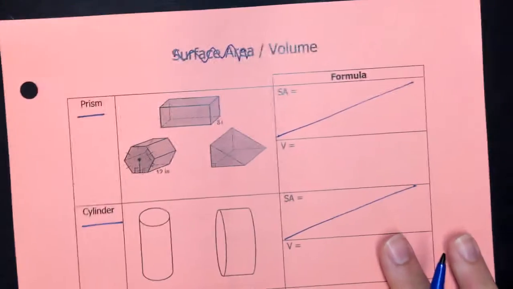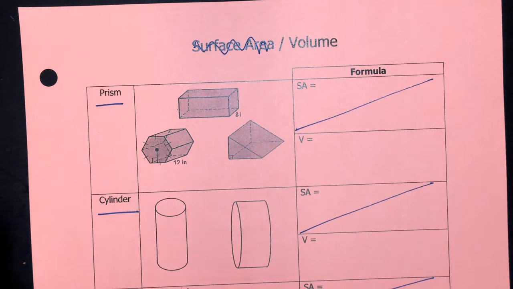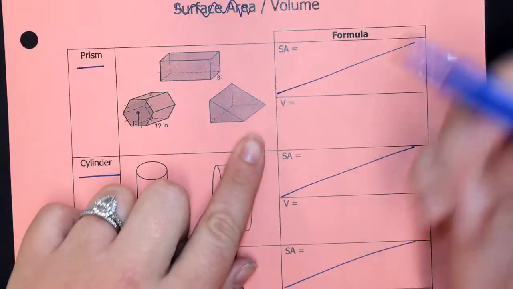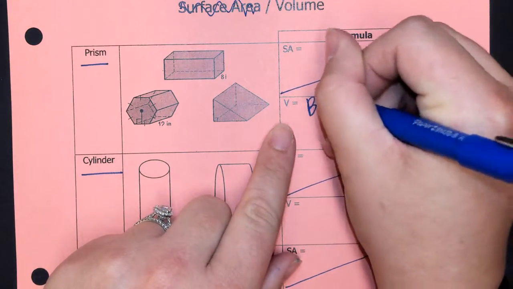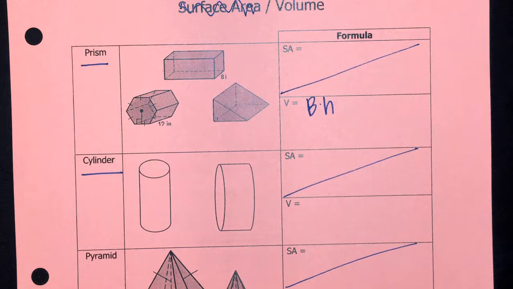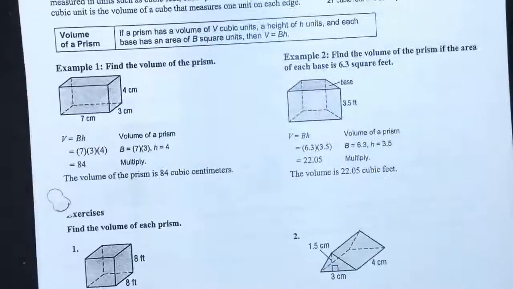So this is just going to be kind of like your area sheet. To find the volume of a prism, use the formula V equals B times H, which stands for base and height. Okay, put this aside. We'll come back to it in just a minute. Now we're looking at our notes.